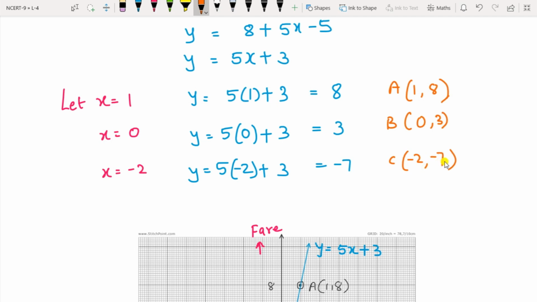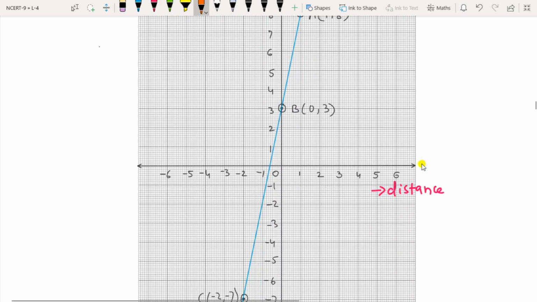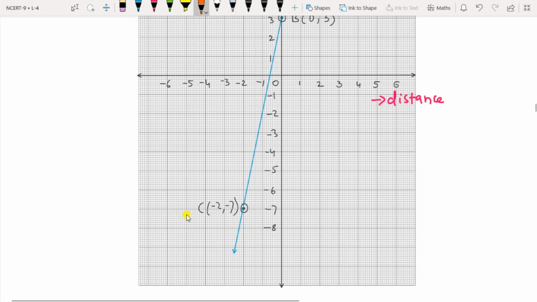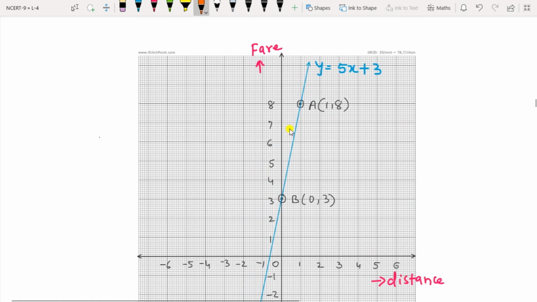Now plot these points on the graph paper, taking x-axis as the distance and y-axis as the fare. So these are points A, B and C, and join the points, you get a straight line. So this is the graph representing the given equation y equal to 5x plus 3.